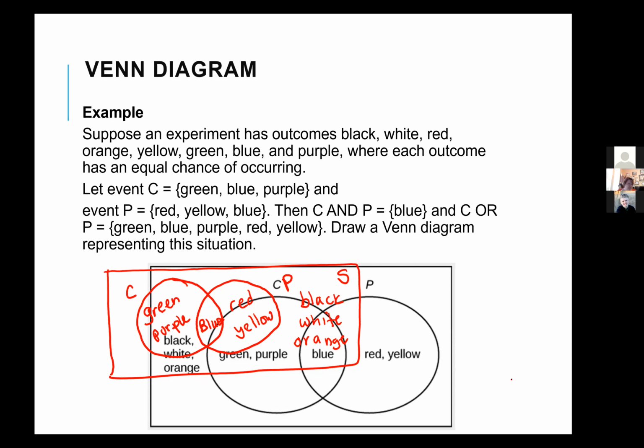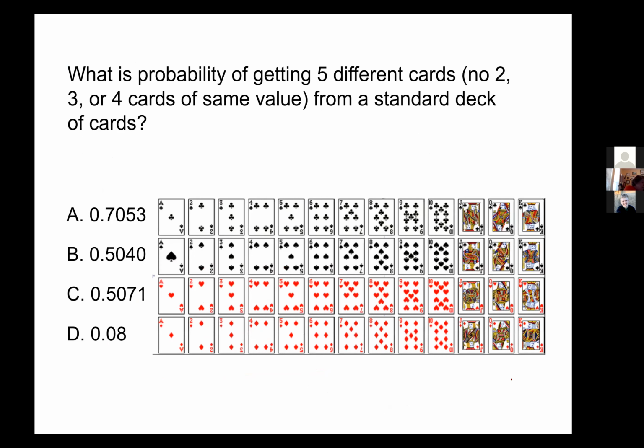Okay, let's look at some probabilities. Now that we've finished chapter 3, let's see if we can't figure some stuff out. So these examples encompass the totality of chapter 3.